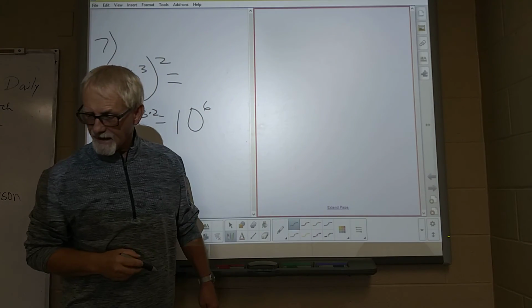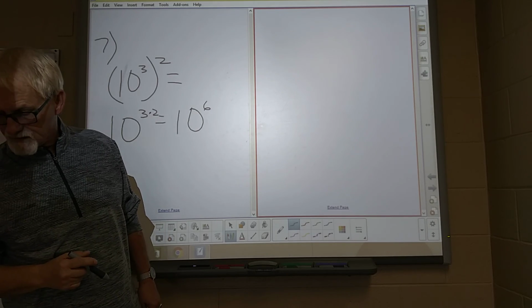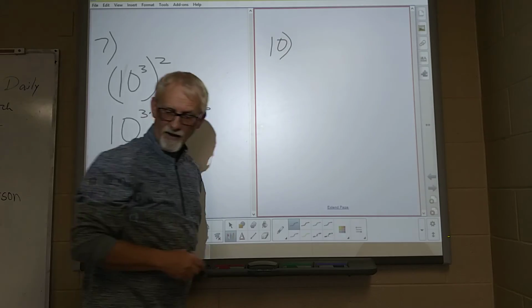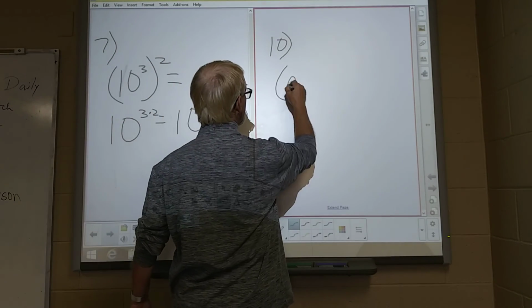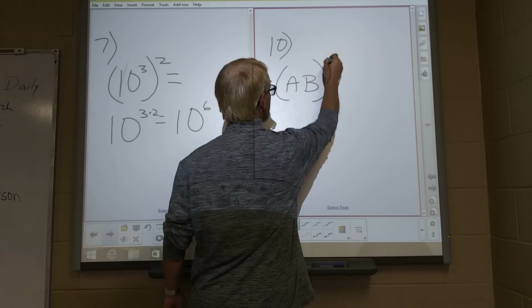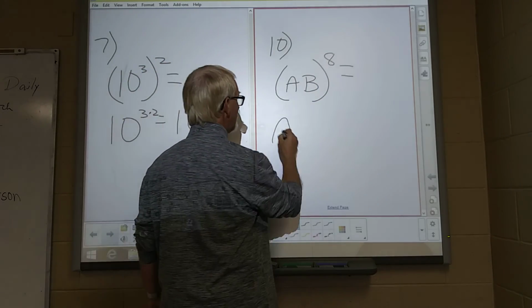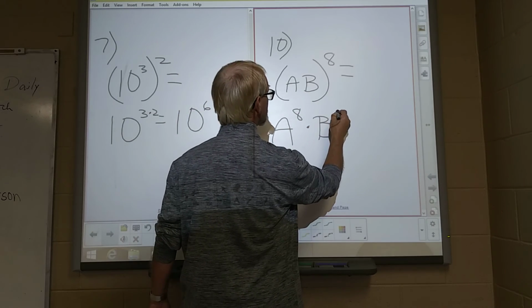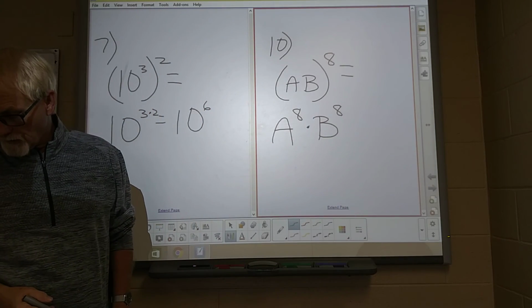And then we're going to skip down to number 10. Simplify each expression by using the definition of exponents. It says (ab) raised to the 8th power. If you want to simplify that, you can simply say that's a to the 8th times b to the 8th. And that's simplified. Same way with number 11.